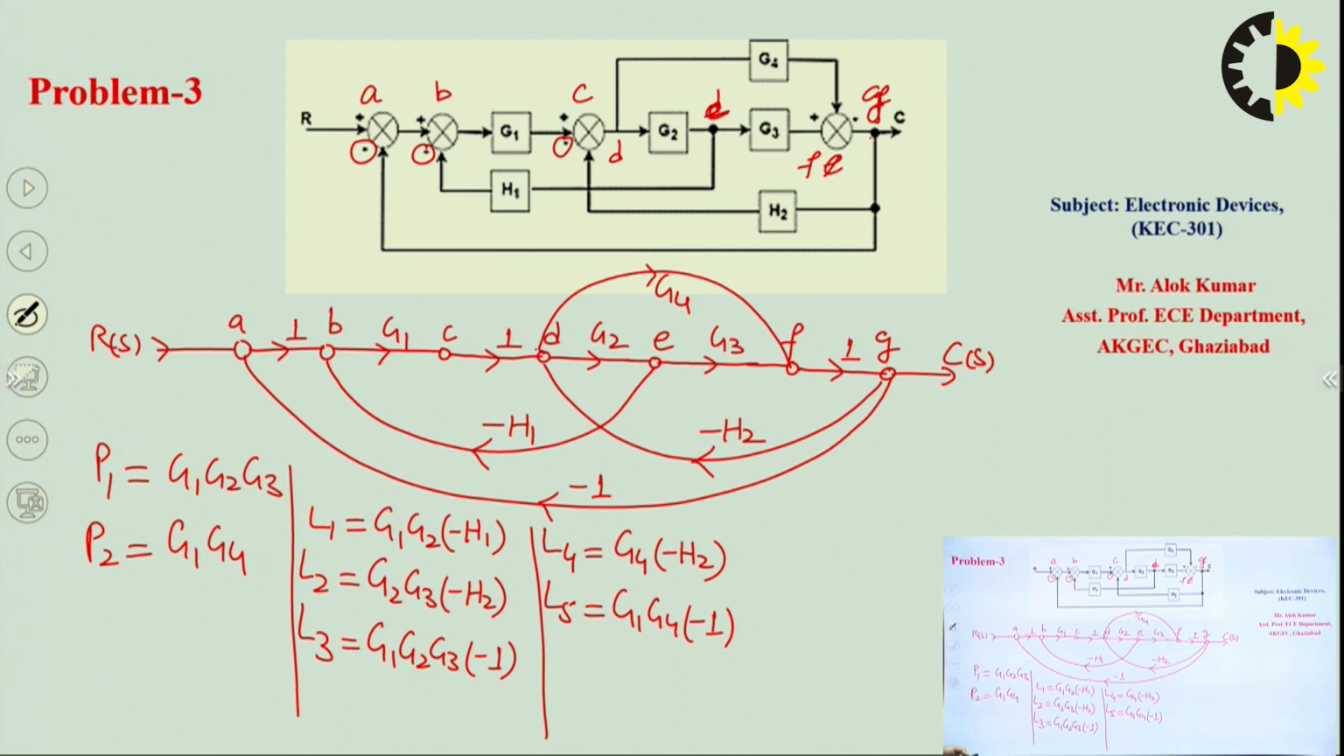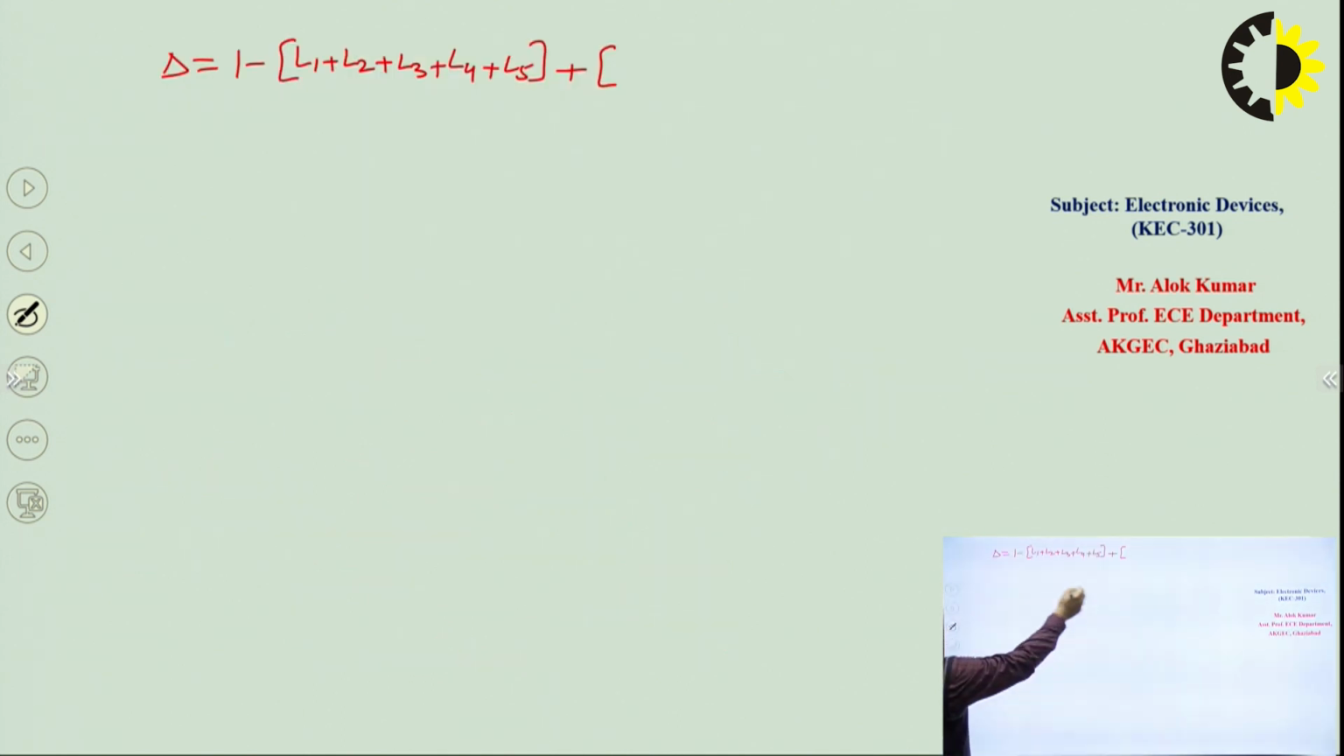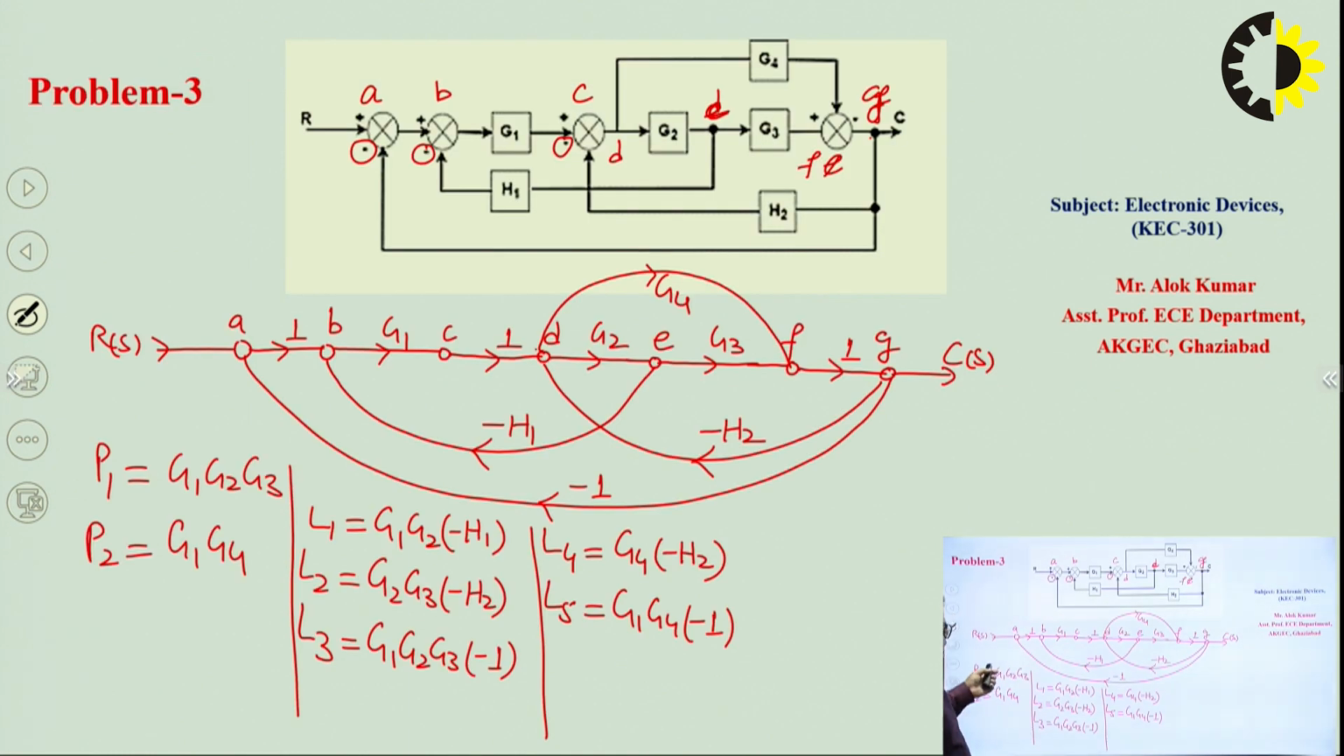Okay, now we can find the value of delta. So delta will be 1 minus the summation of all individual loop gains, L1 plus L2 plus L3 plus L4 plus L5, plus the sum of products of two non-touching loop gains. In this problem, can we find out a combination of two non-touching loop gains? Is it possible? Because L1, that is G1 G2 into minus H1, is touching L2 also, L3 also, L4 also, and L5 also.